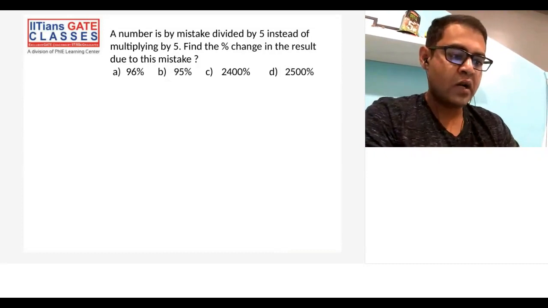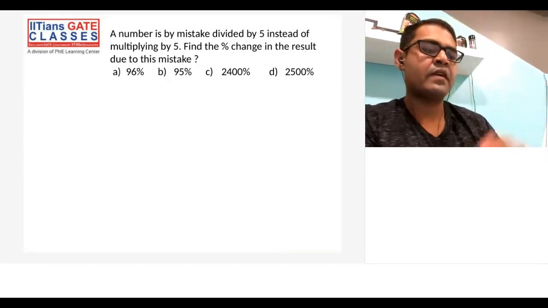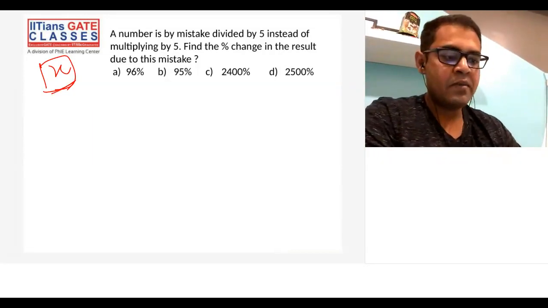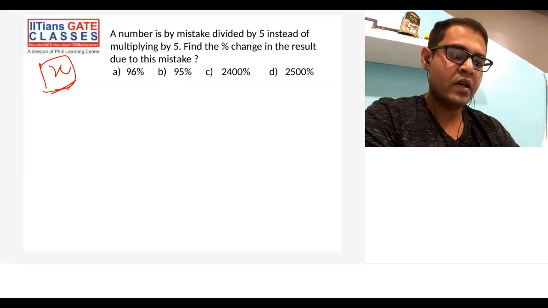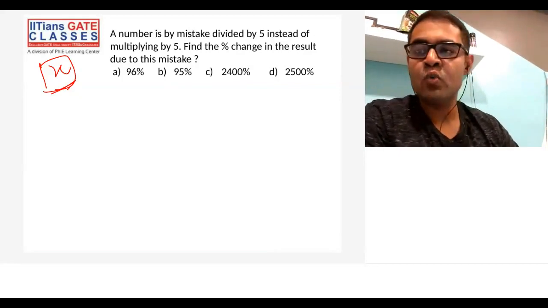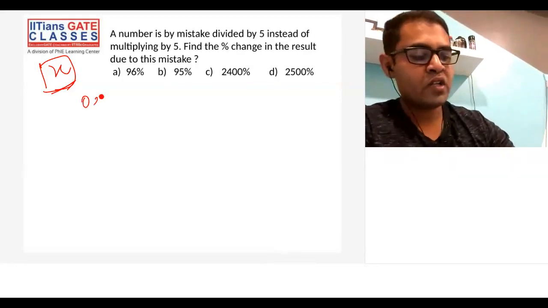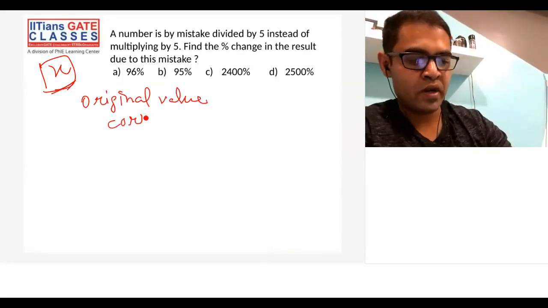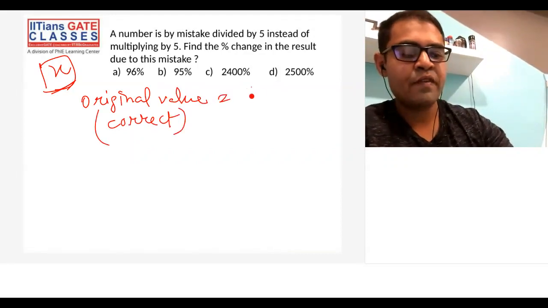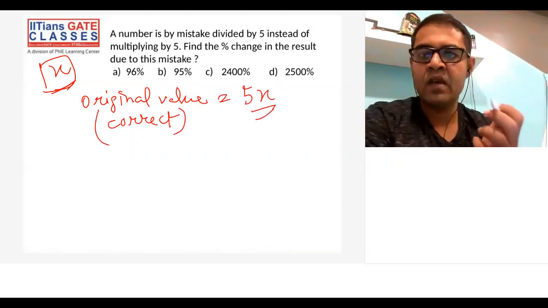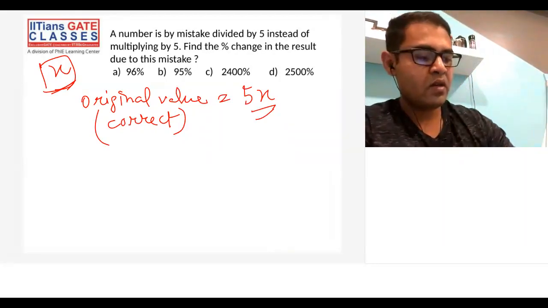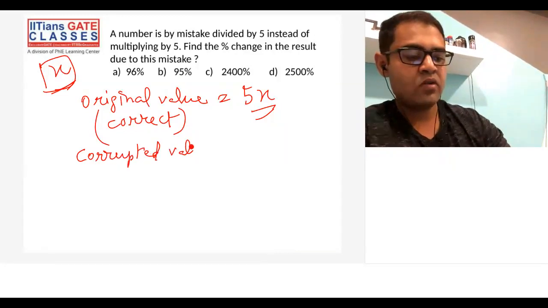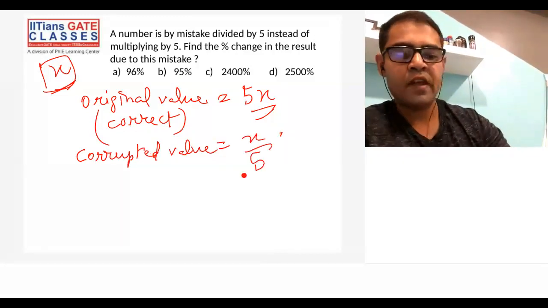A number is by mistake divided by 5. Let's say the number is x. This is the assumption. My number is x. The number by mistake is divided by 5, instead of multiplying by 5. So what was the correct value which you wanted? It was 5x. You wanted to multiply 5 with x. But what you did is, the corrupted value, I can say, you got as x by 5.